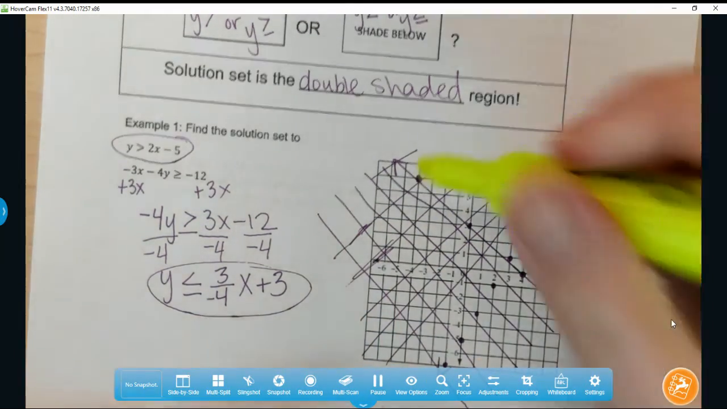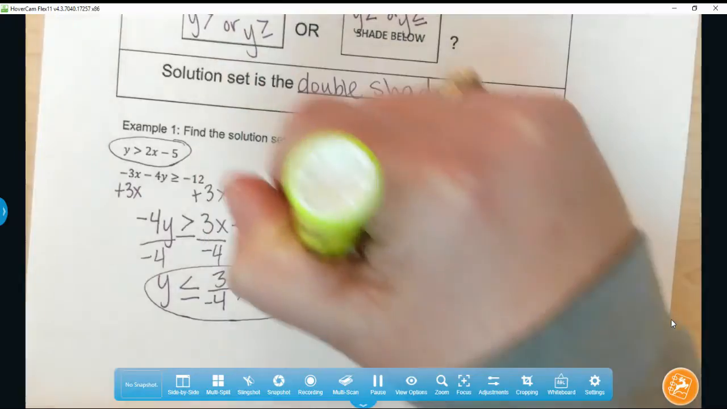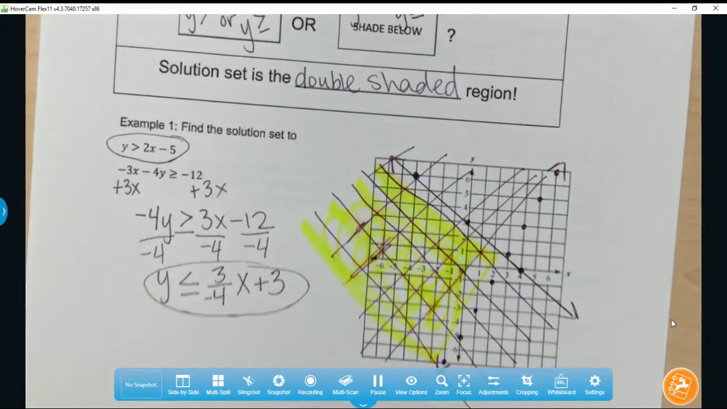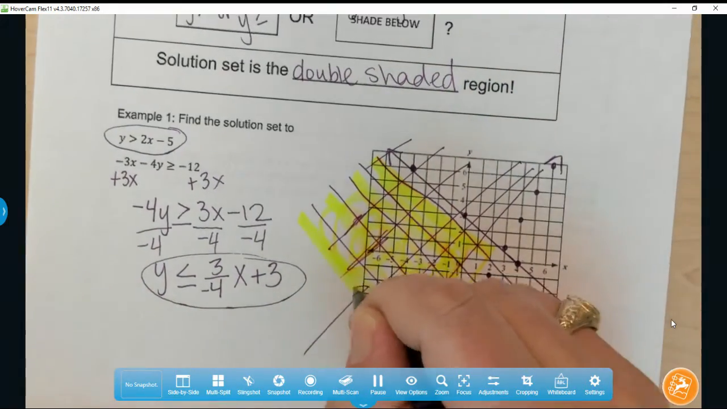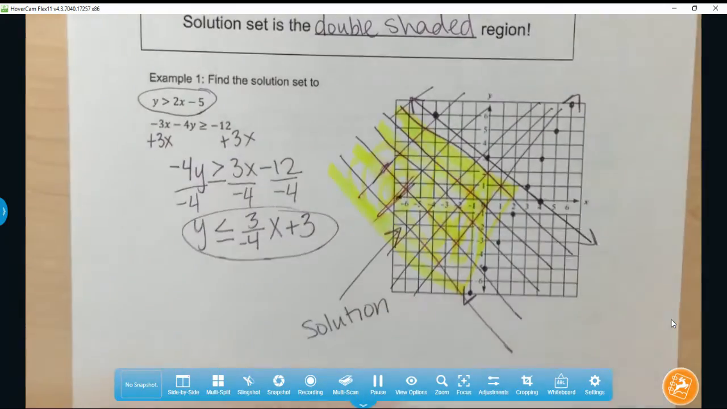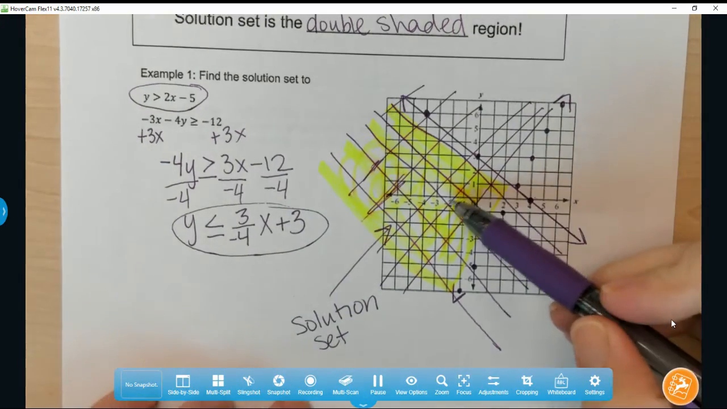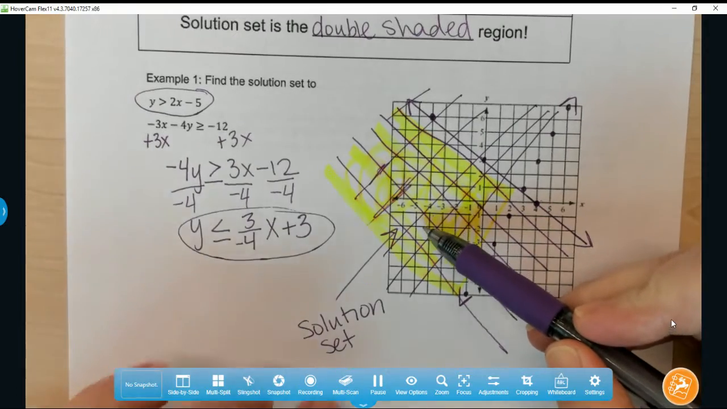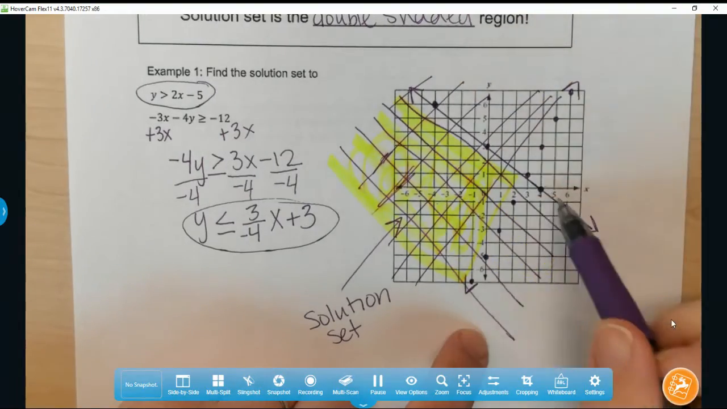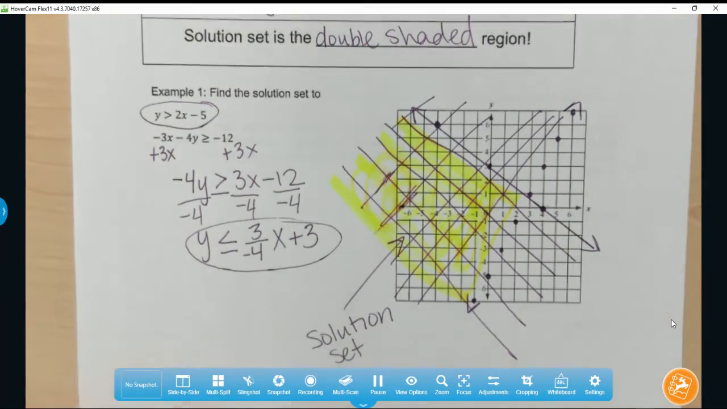If I follow it up with a highlighter, it's going to be this little slice right here. Anything in this area would be the solution. This is the solution set. So again, we have to remember that it has to be shaded for both of the lines, a double shaded region, so that if you pick a point here, it's going to make it true for this positive slope inequality. It's also going to be true for the negative slope. So any point in this shaded area, forever and ever that way, would be part of your solution set.